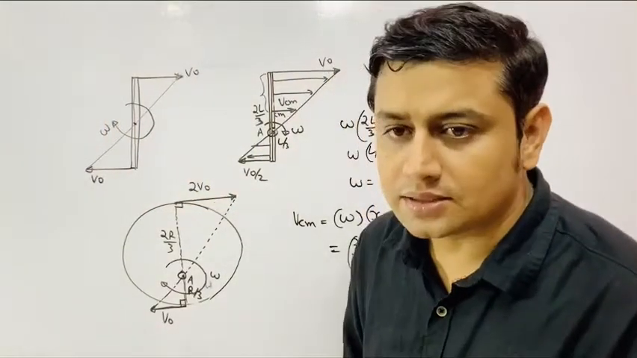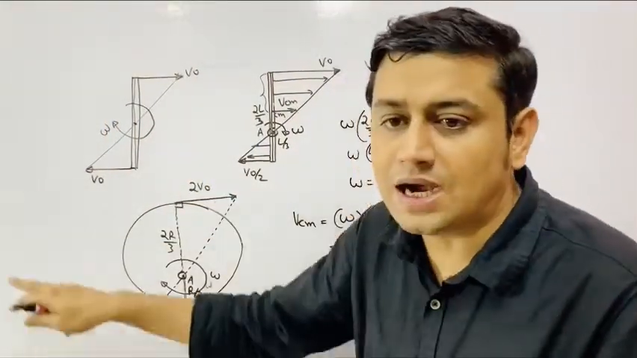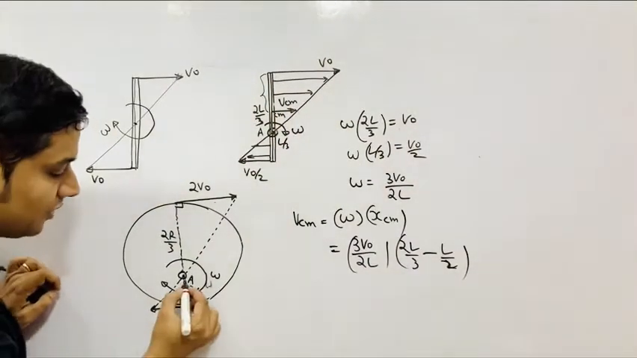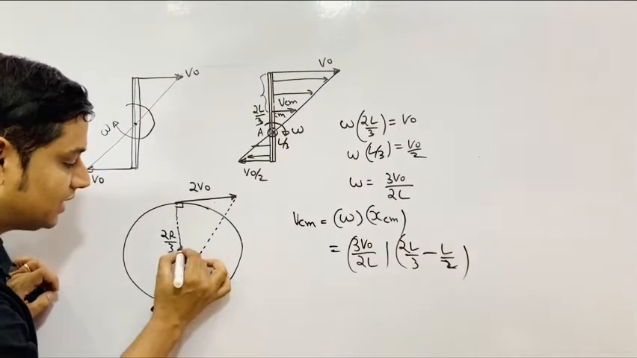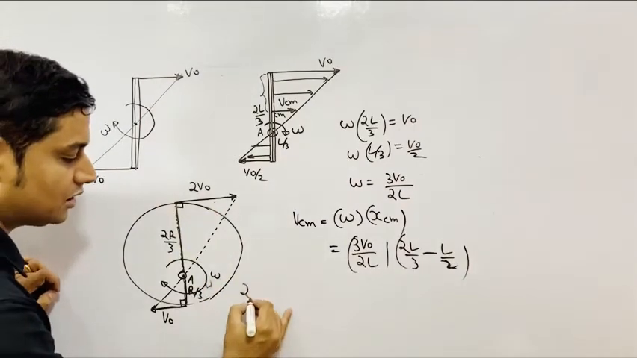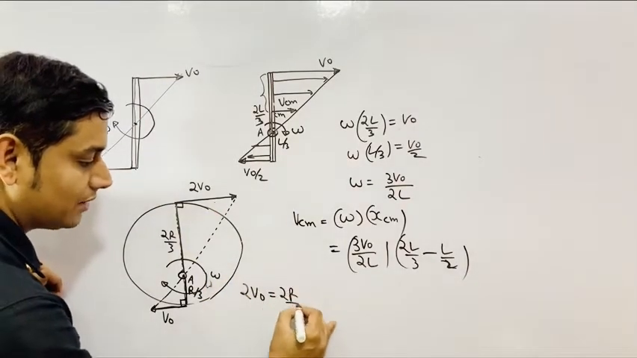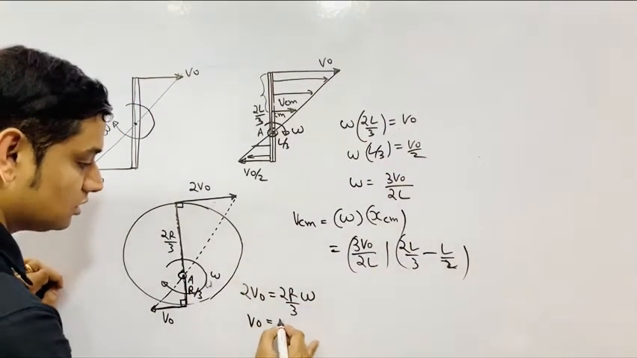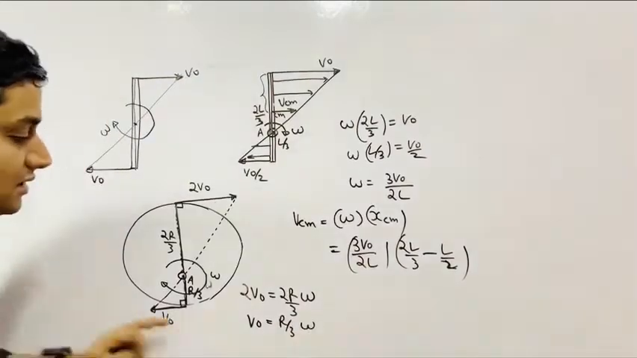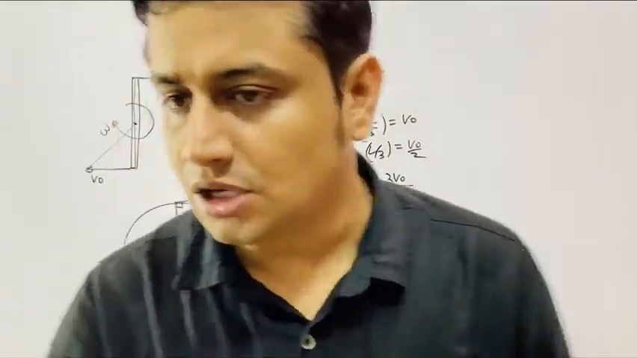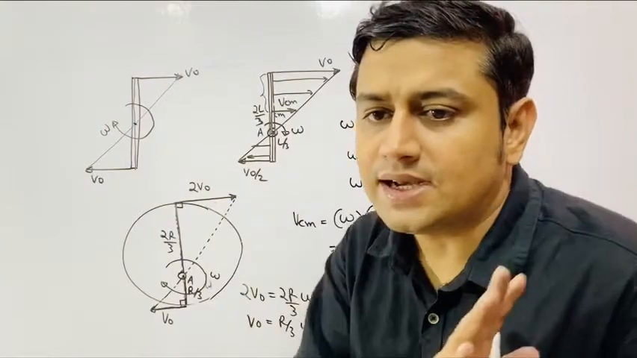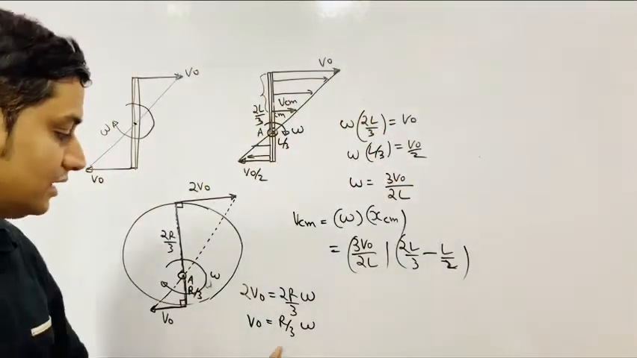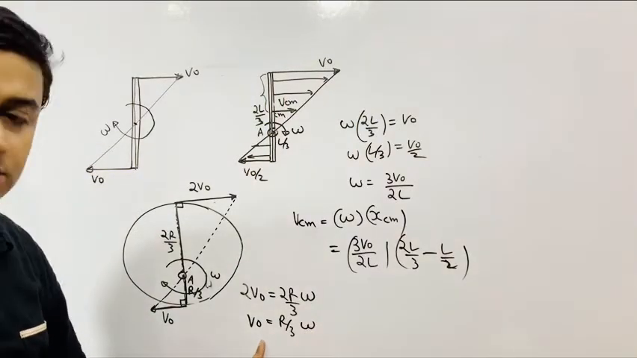If I want to get the total kinetic energy of this disk, first of all, from here the distance is r by 3 and from here the distance is 2r by 3. Then I can write 2 V naught is equal to 2r by 3 into omega, or V naught is equal to r by 3 omega. Understand, in this case I have only one unknown, omega. If I get omega, I can get anything. So I can get it both ways. Omega I am going to get as 3 V naught by r.